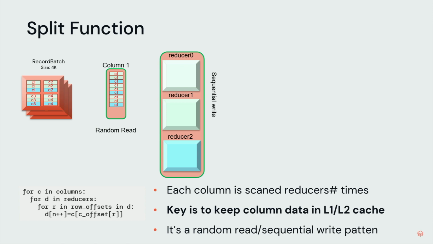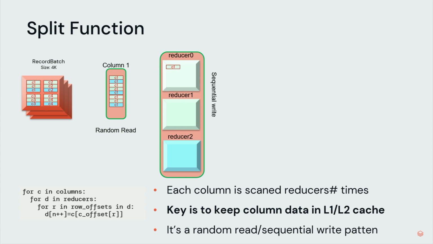The first one is for each column. The second one is for each reducer. So we fill the reducer over each column, and then there is the third loop, which is the row. And we have a new array called the column offset, and it takes the row index as input, gets the offset over the row, and then we save the data. It's a 3 loop here.